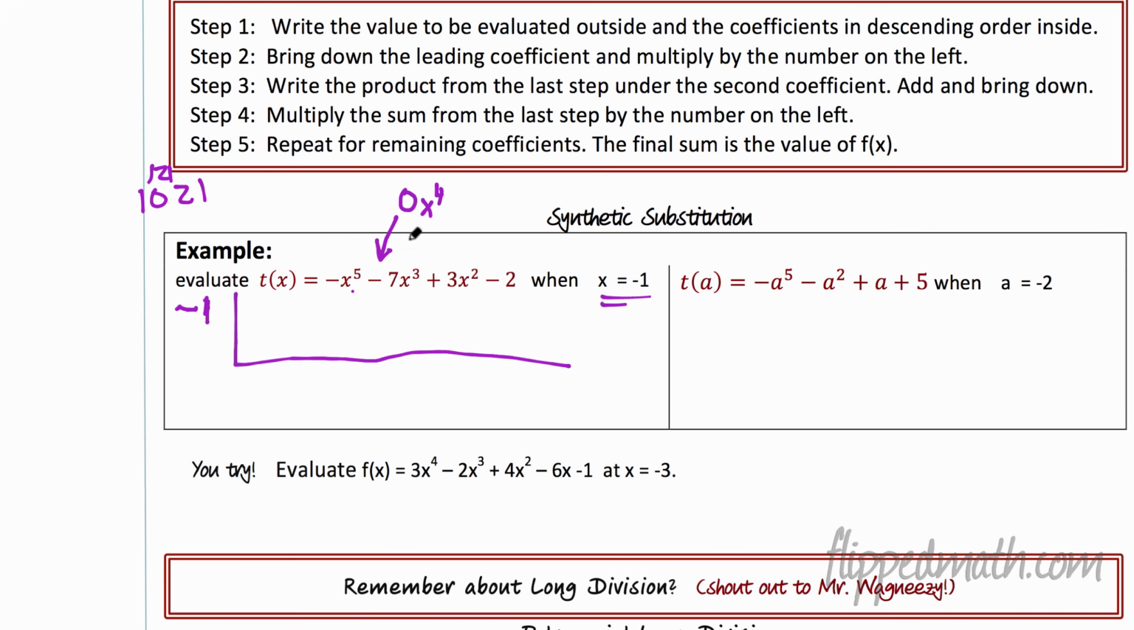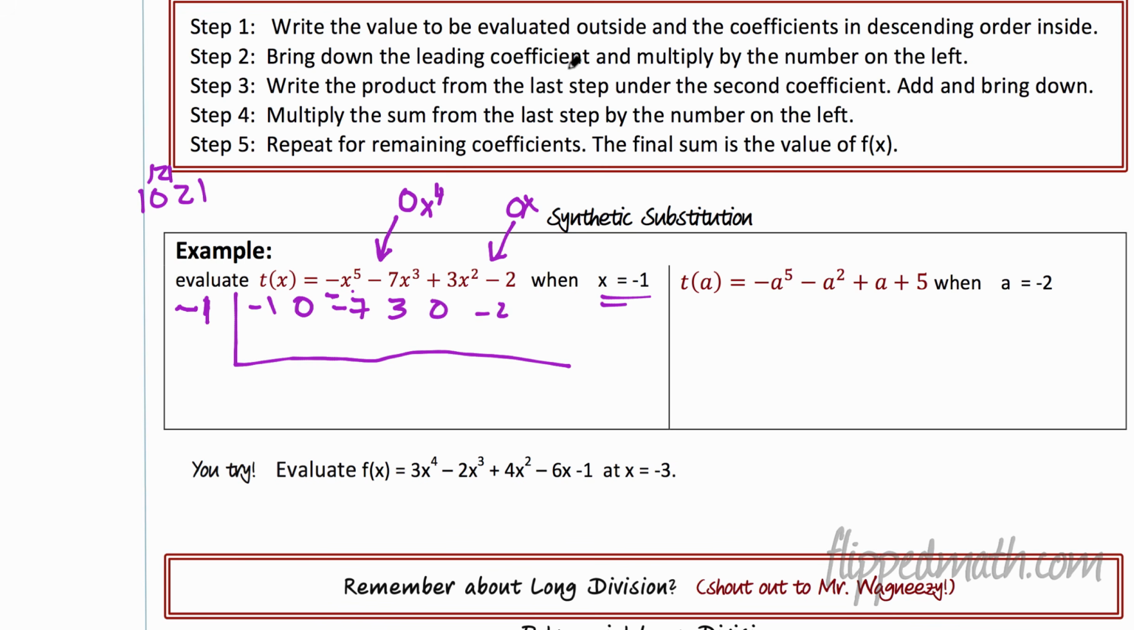We write a 0. All right, so the first coefficient is a -1. And then the next coefficient would be a 0. And the next coefficient would be a -7. And then the squared term is a 3. And then the x term, that one's missing as well. So there's 0x. So I need to put another 0. And the last number here is a -2.